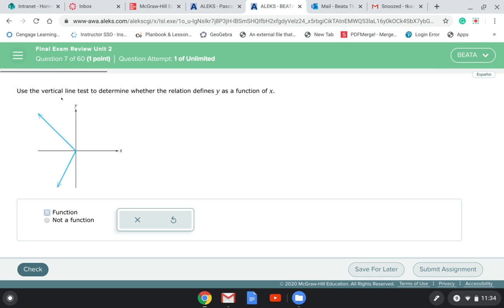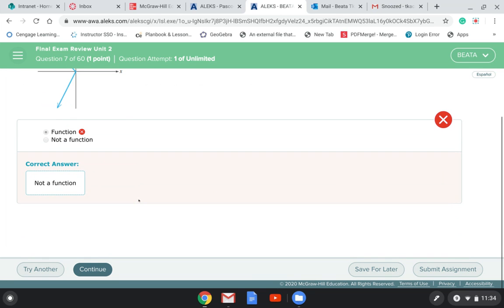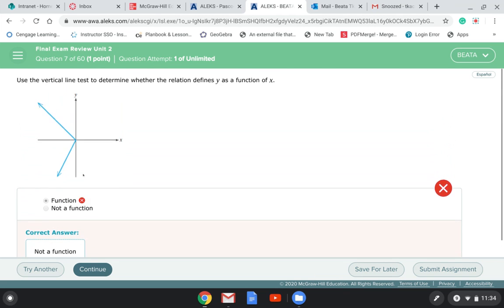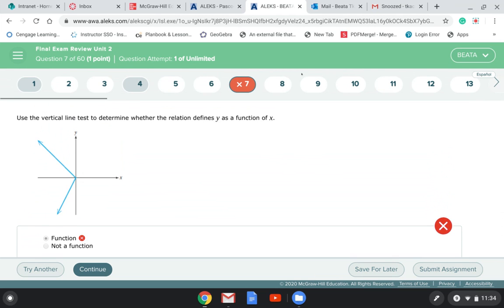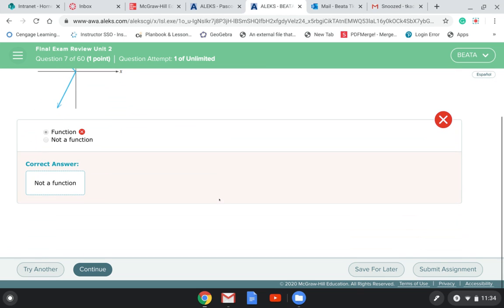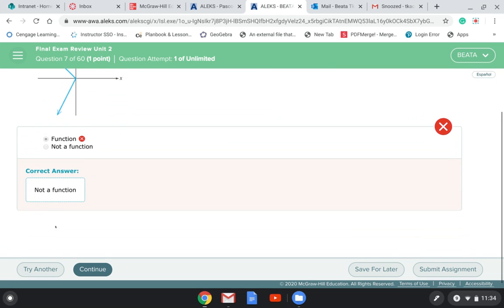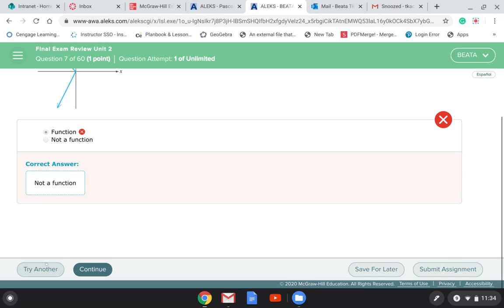Vertical line test, you just create the imaginary vertical line. My vertical line will touch the graph twice, okay, so it's not a function. Let's see what happens if I check function, and I will mark it wrong. So like you see, ALEKS correction tells you not a function, so you will be able to see the correct answer, okay?